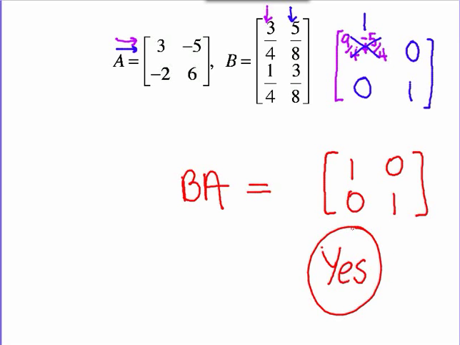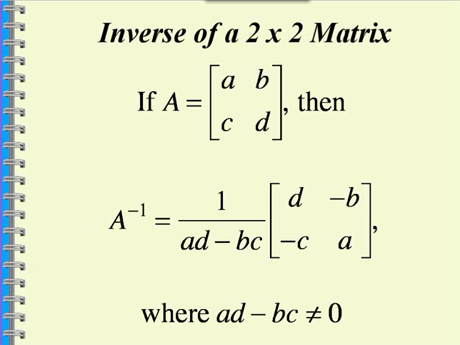Is there sometimes when it only comes out to be 1, 0, 0, 1 from one of those? There might be. Right now, off the top of my head, I can't think of one, but there might be. I mean, you do need to check both ways. That would not count as an inverse then? No, it has to be both. Alrighty, so now we're going to talk about how you find the inverse.